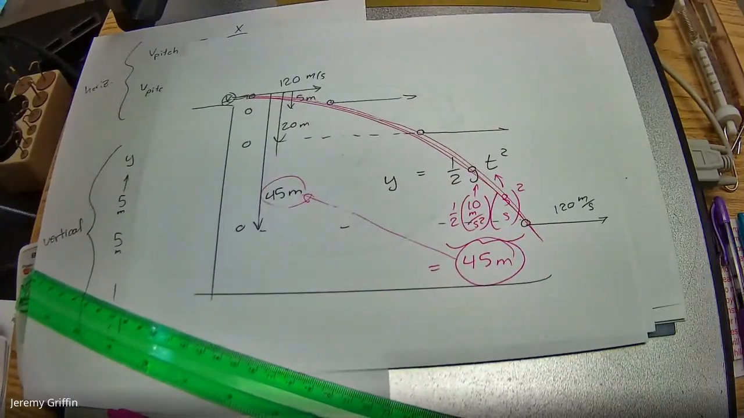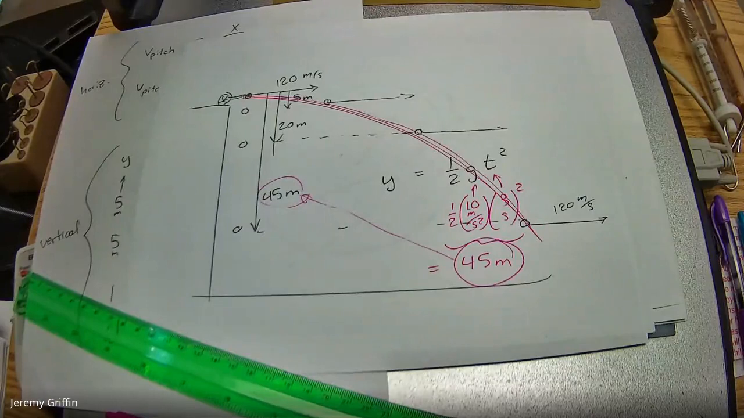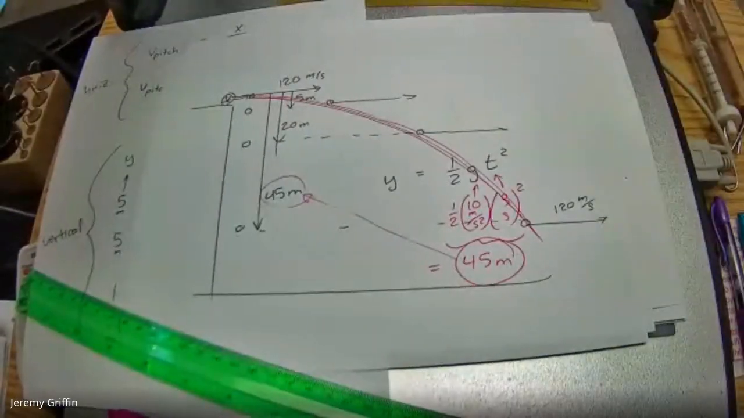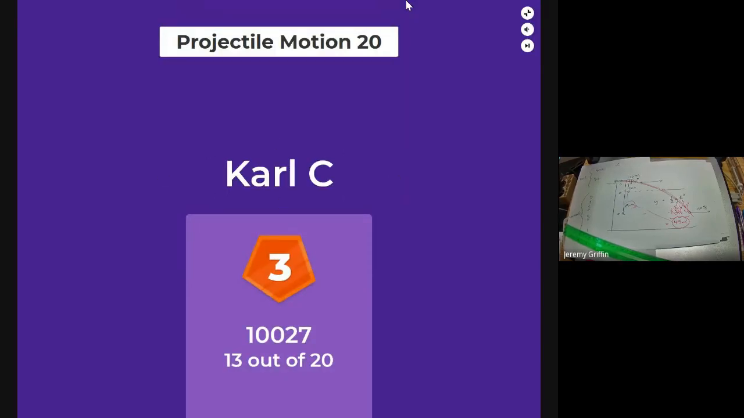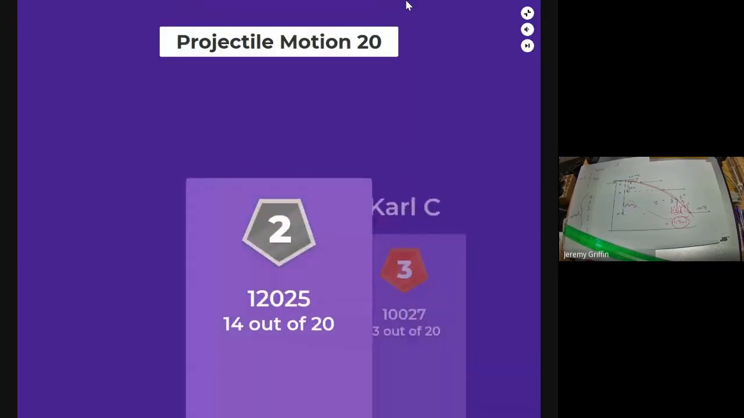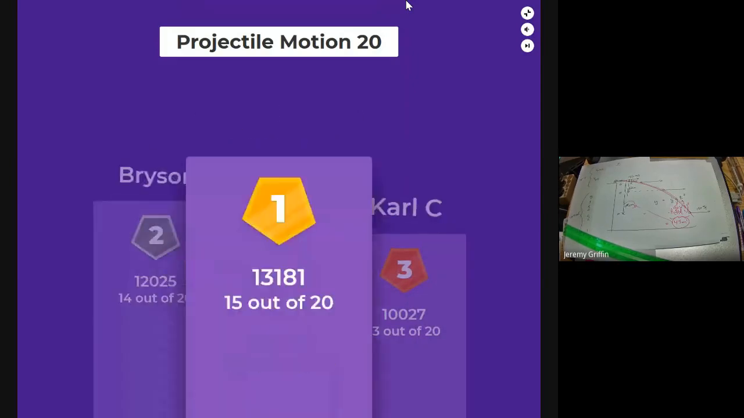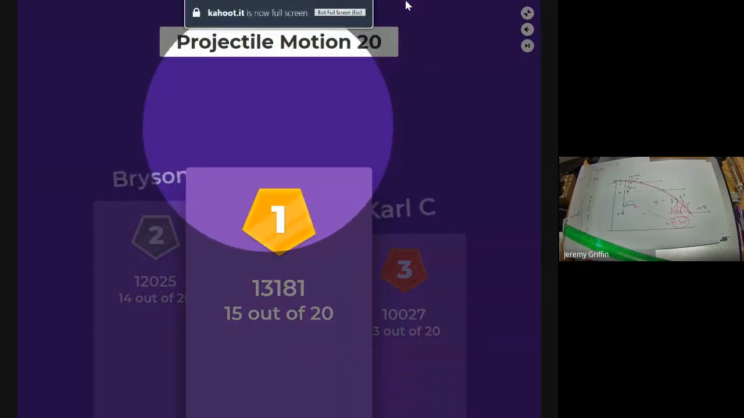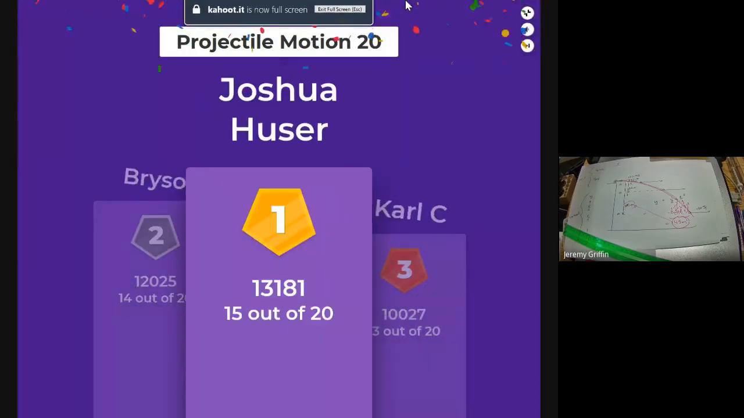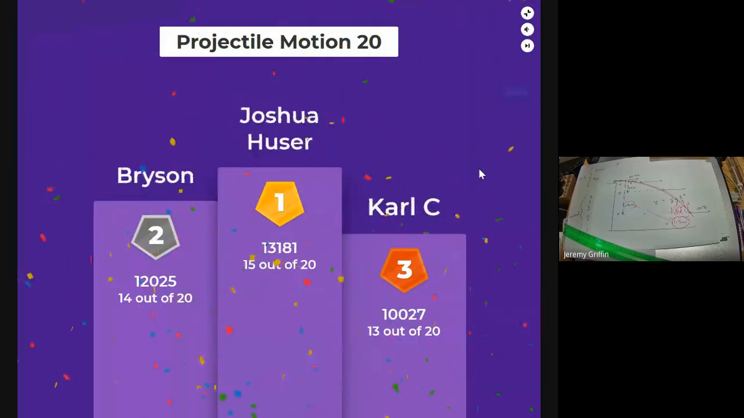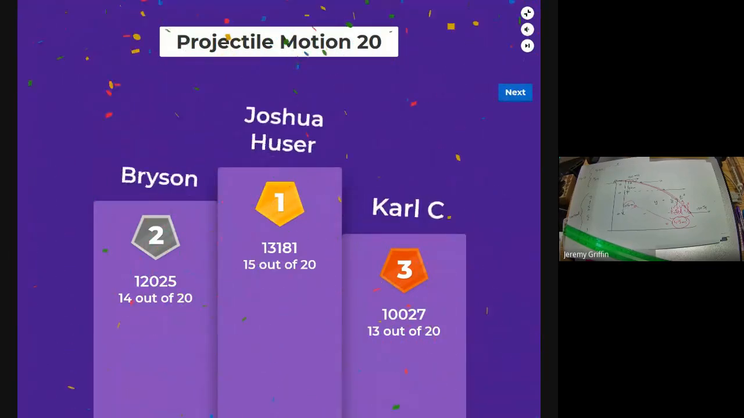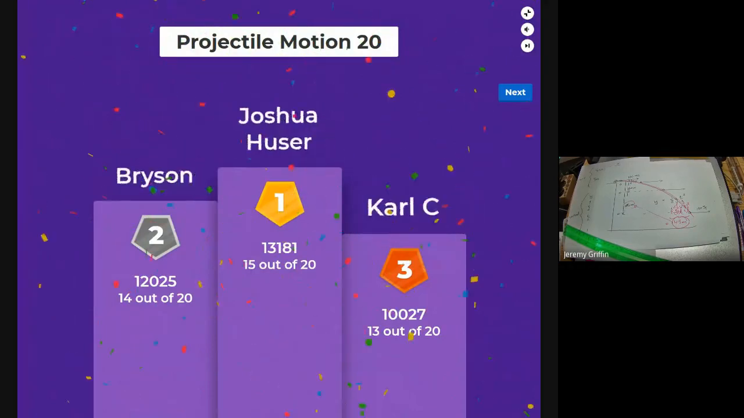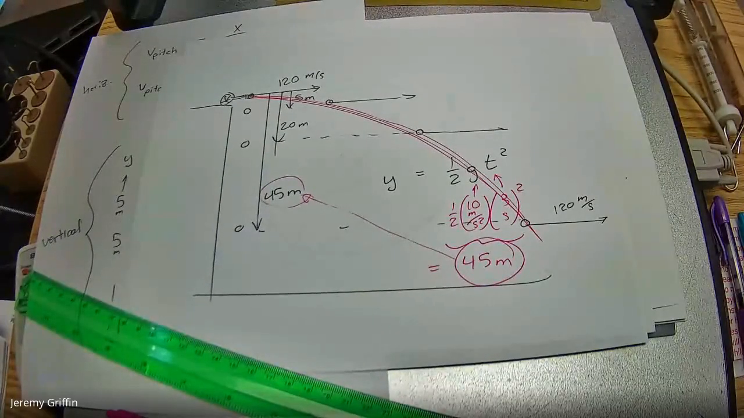Okay. We have time for one more thing. That's to find out who won these Kahoot medals. With the bronze, Carl. Who got the silver? Bryson. And the gold, Joshua. All right, nice. Confetti dance. Oh, we got some runners up. Got Bella and Neil. All right. Yeah, nice job, guys. All right. Who's got any questions, anything today? All right. Well, that is a wrap on class because the bell rings in a few seconds.